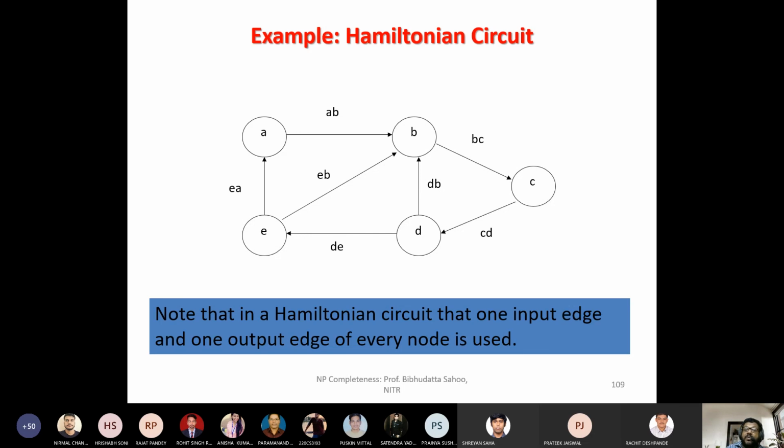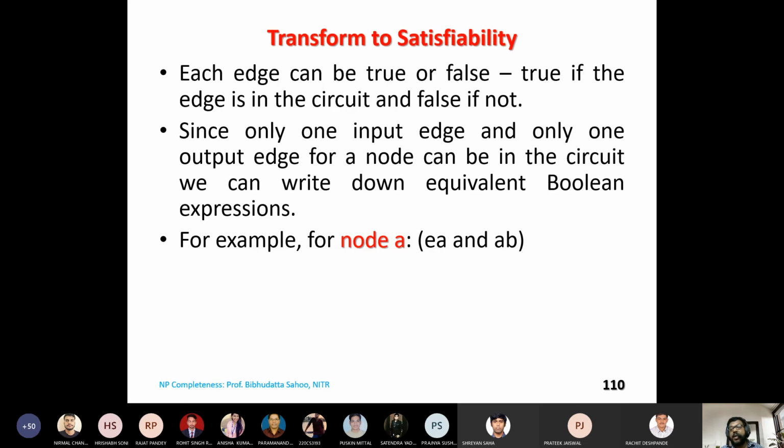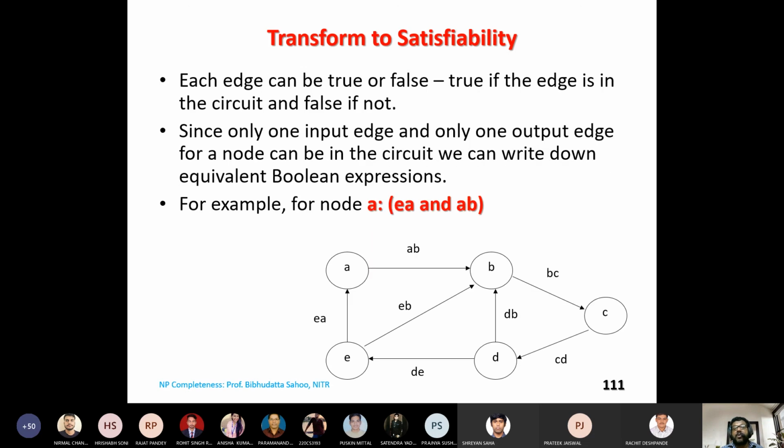So this is a function. There is one incoming edge and one outgoing edge. There are three incoming edges and one outgoing edge. A very simple explanation of how it is getting transferred. You see, node number A has incoming edge EA and outgoing AB. Similarly, if you go to the next, node A has EA incoming and AB, and then it is transferred to satisfiability. You know, satisfiability is a circuit, right?